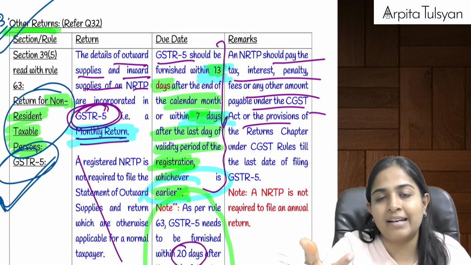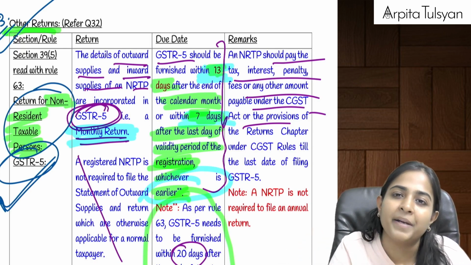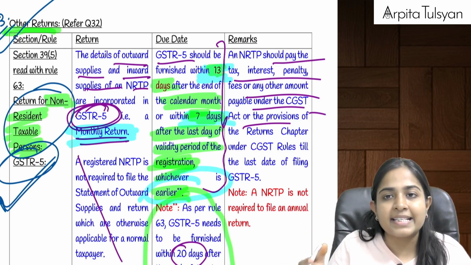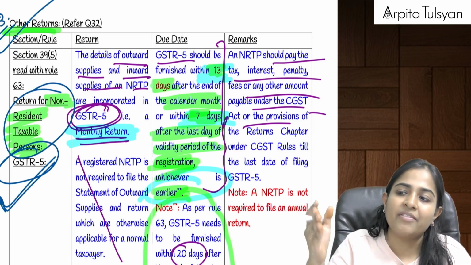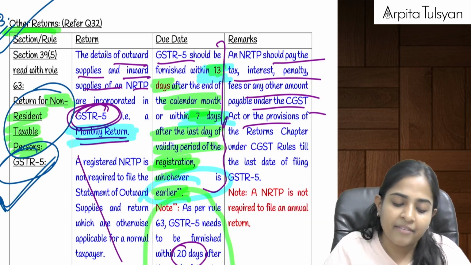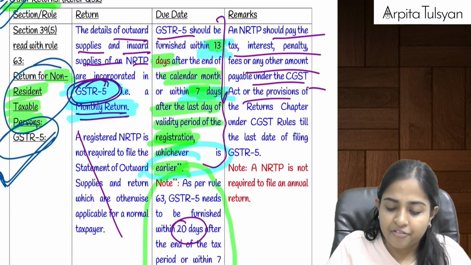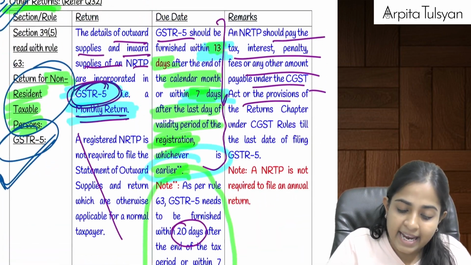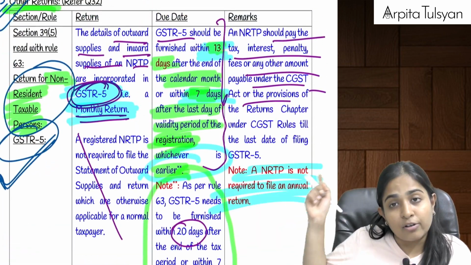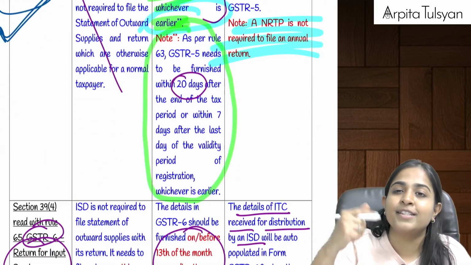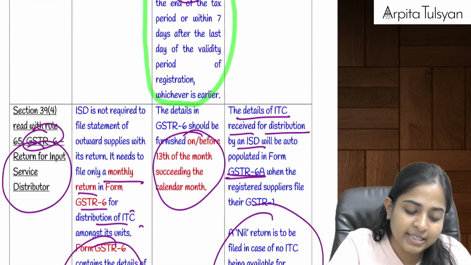Now, their registration validity will be for a particular period only. So if their validity is getting over in between a month, then whenever the validity gets over, within a period of 7 days they have to file this GSTR 5. And NRTP is not required to file the annual return, which we will study ahead in form GSTR 9.